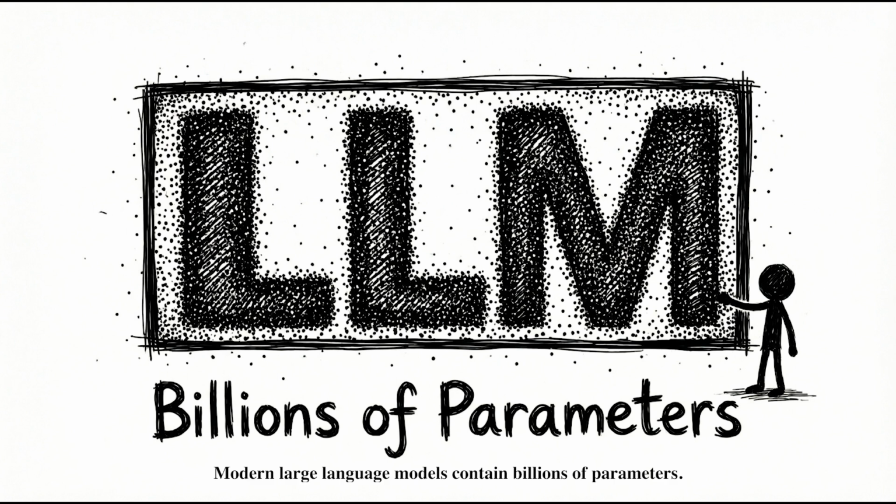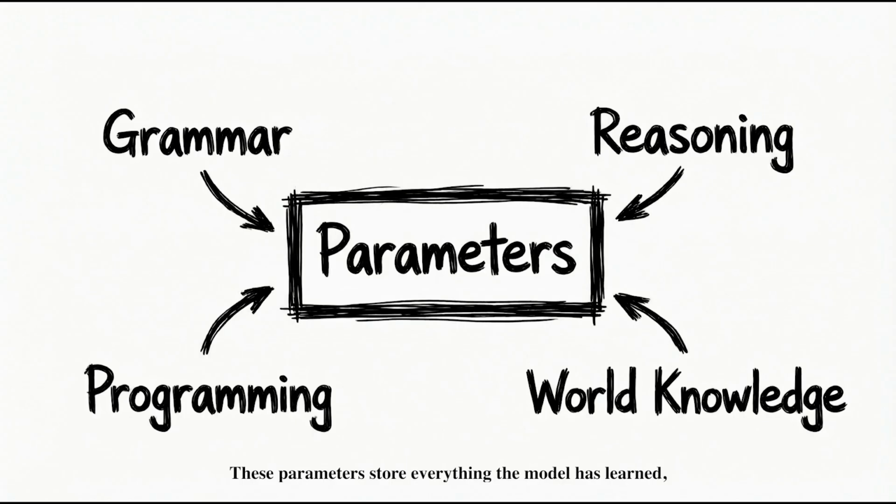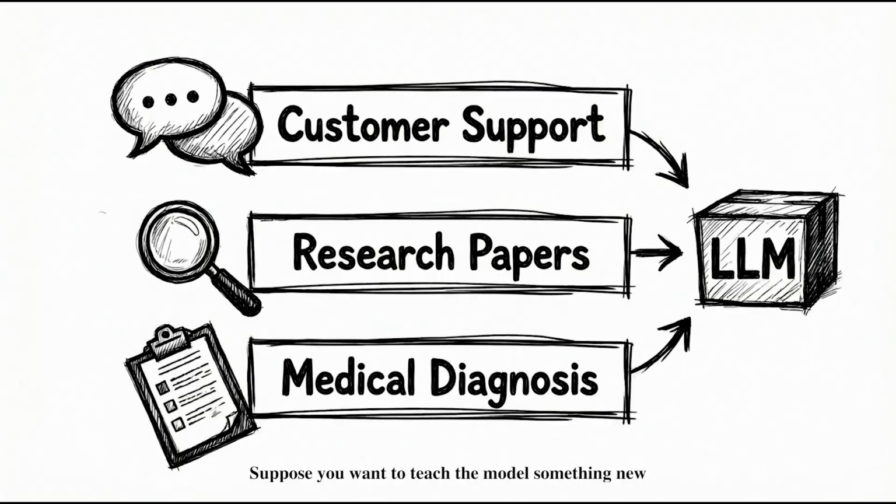Modern large language models contain billions of parameters. These parameters store everything the model has learned, from grammar and reasoning to programming, mathematics, and world knowledge. Suppose you want to teach the model something new. Maybe you want it to answer customer support questions, maybe you want to summarize research papers, or perhaps you want it to specialize in medical diagnosis.